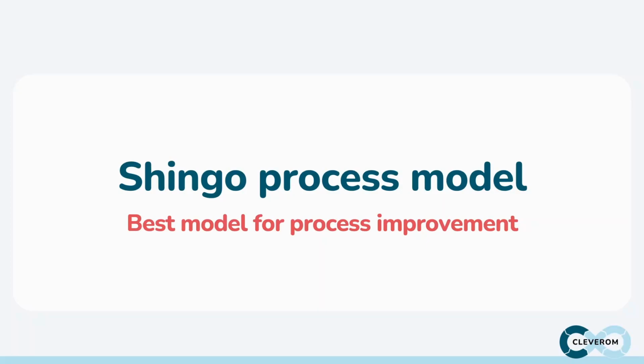Welcome to the Beginner's Guide on Shingo Process Mapping. Shingo Process Mapping is the best process mapping method to use when developing or improving processes. It is easy to understand and conveys the whole process immediately.